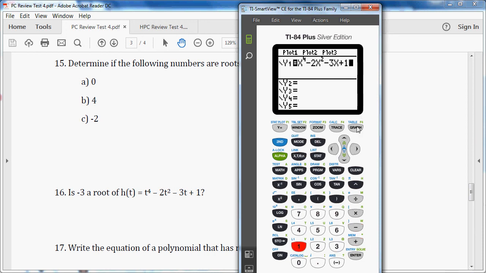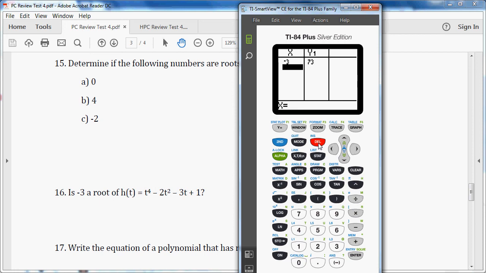Oh, sorry, I need to go to the table, not the graph. And I'm going to plug in -3. That's the only one that matters. And it does not result in a y value of 0, so it is not a root. So -3 is not a root of that.